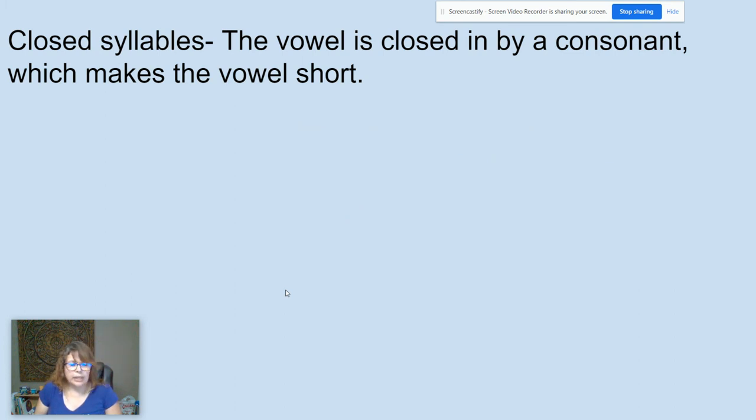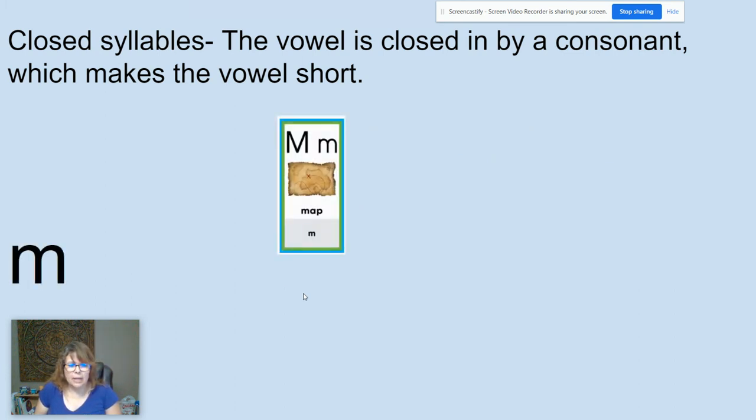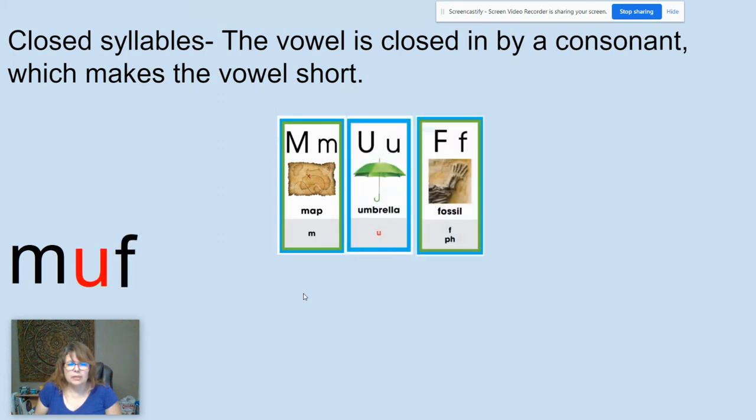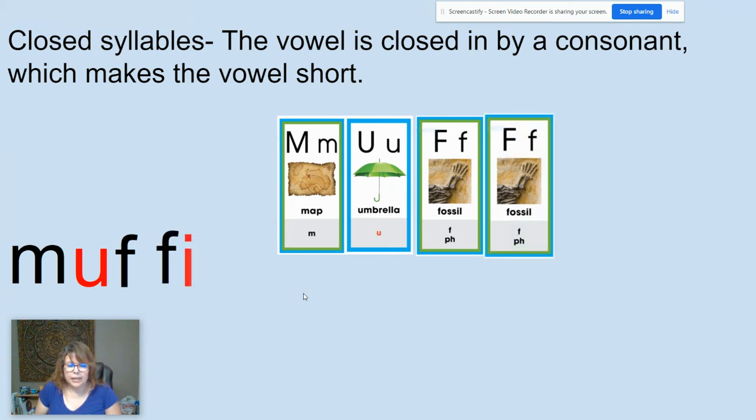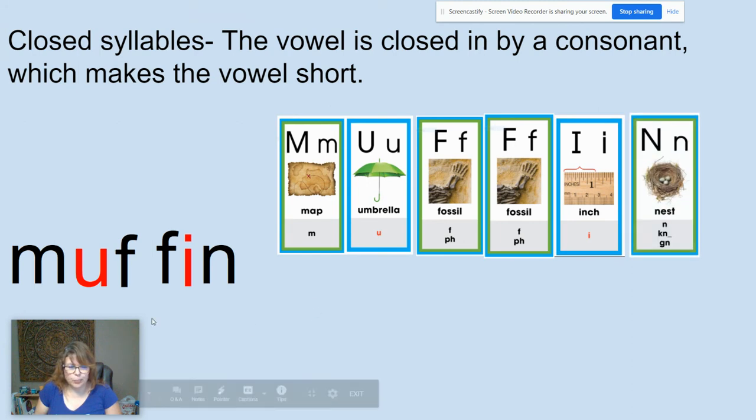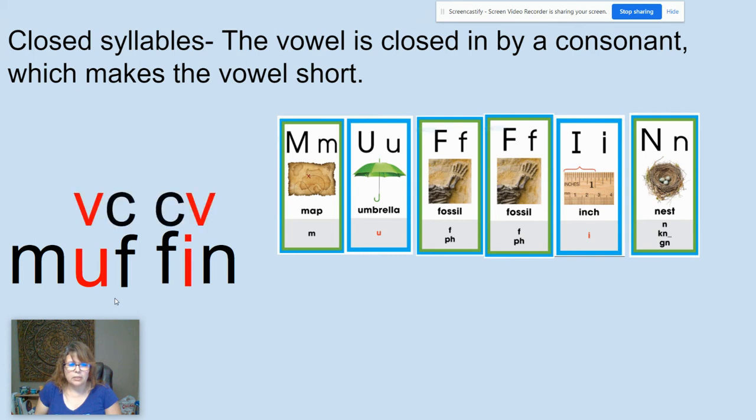The next word is muffin. M, like in map. U, like an umbrella. F, like in fossil. F, like in fossil. I, like an inch. N, like in nest. As you see, we have two alike consonants, so I already know I'm going to separate right there in the middle because we do have two vowel sounds. So we have vowel, consonant, consonant, vowel.